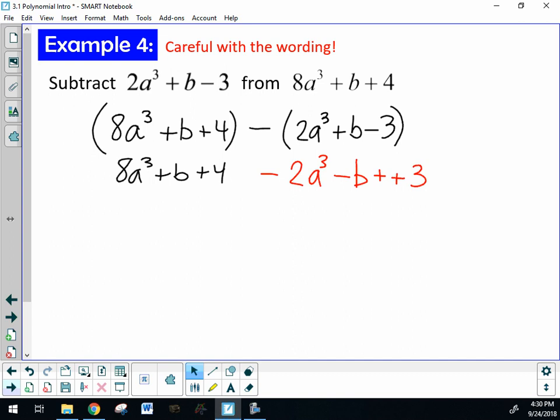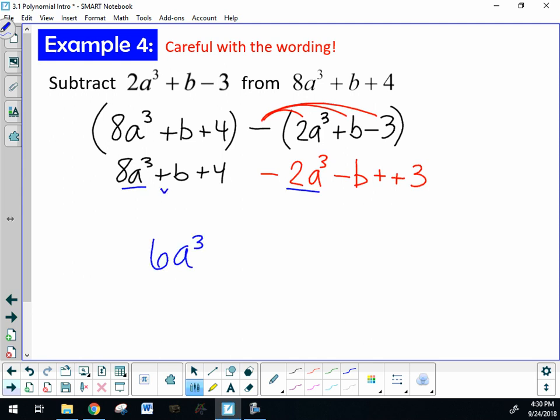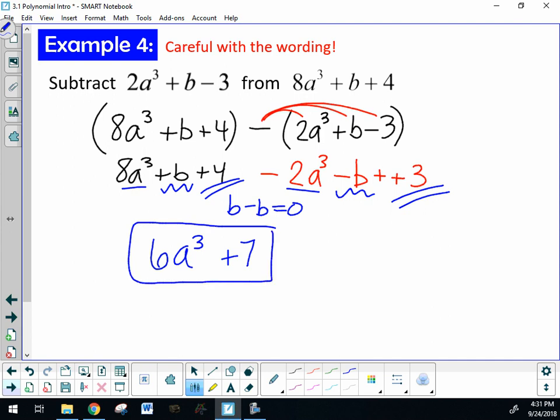Okay, so we have this now. We made sure our subtraction applied to every term, so now we can combine our like terms. We would have 6a to the third. We have a b and we have a minus b. B minus b is 0, so we don't need that in our polynomial. You can write 0 or even 0b if you want, but it's not necessary. And the last term is a 4 plus a 3, so that would be a 7. So that's what our subtraction would result in.